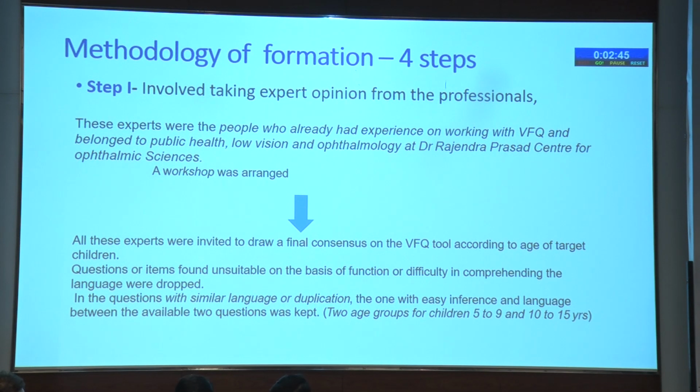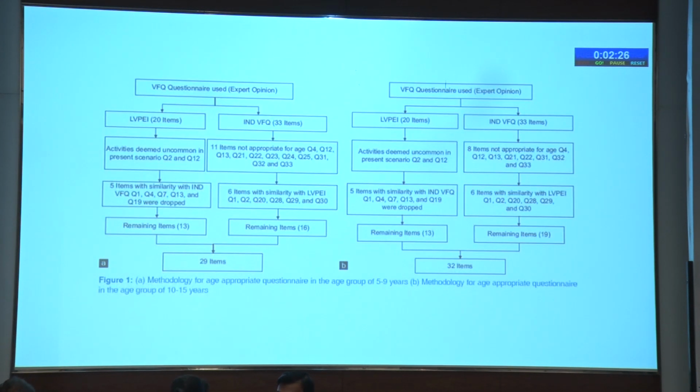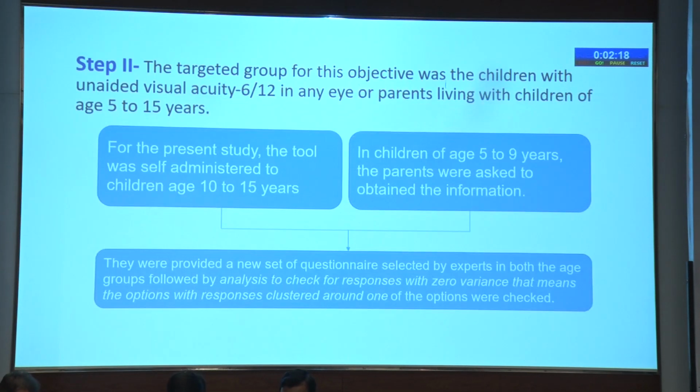First was using expert opinion. These were people who had expertise in public health, low vision and ophthalmology. They decided that the children would be divided into 2 age groups, 5 to 9 years and 10 to 15 years, and from these 53 questions they removed questions on the basis of duplication and those that were difficult for the children to understand. They dropped the questions from 53 to 29 in the smaller age group, that is 5 to 9 years, and to 32 questions in the higher age group.